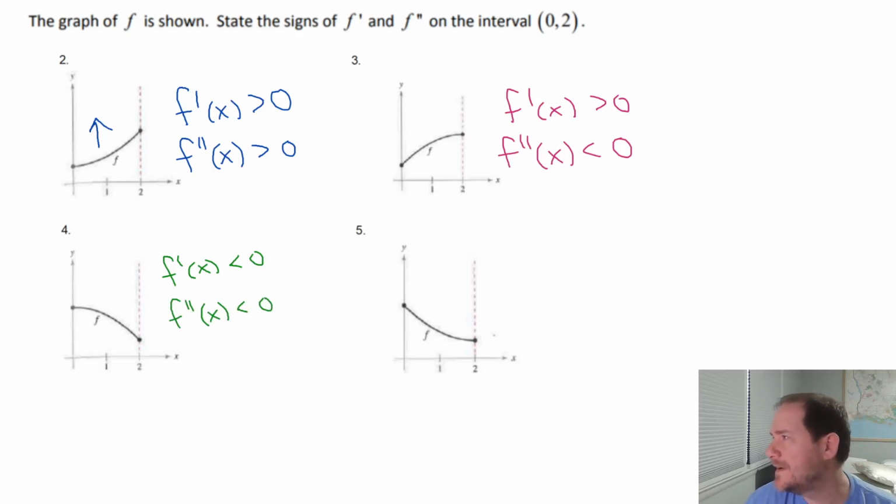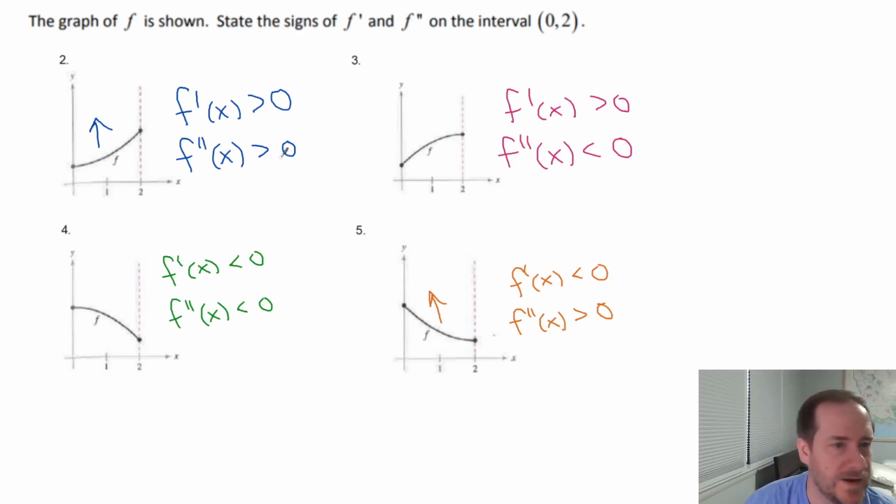And finally, this guy. Well, the function decreases, so the first derivative is negative, but the function's concave up, so the second derivative is positive. And I think that's probably pretty straightforward, so we'll move on.